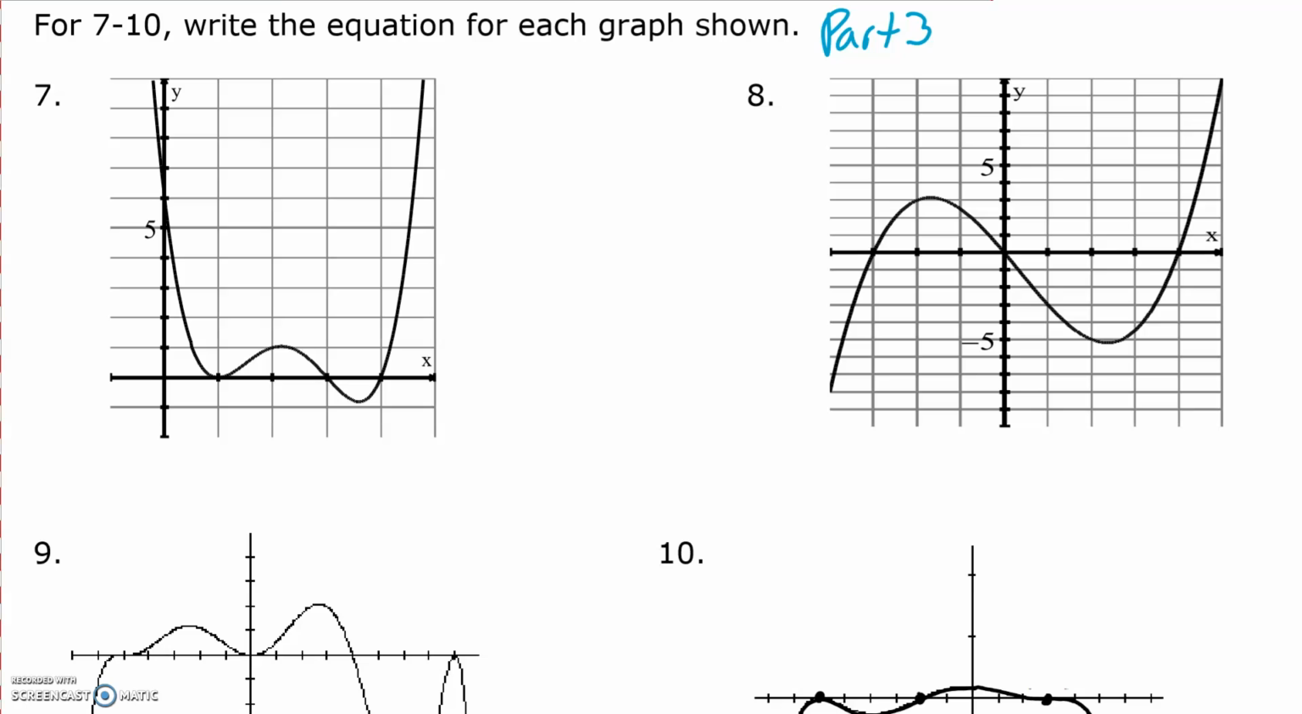So let's go ahead and take a look at number 7. Now for number 7 through 10, we're going to write the equation for each of the graphs. And the way that we're going to do that is first we need to identify where it crosses the x-axis.